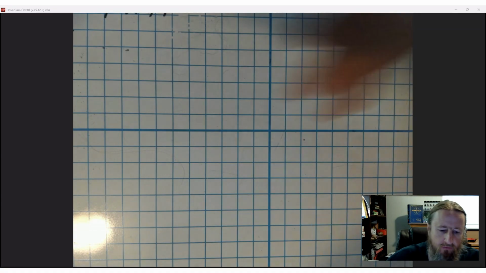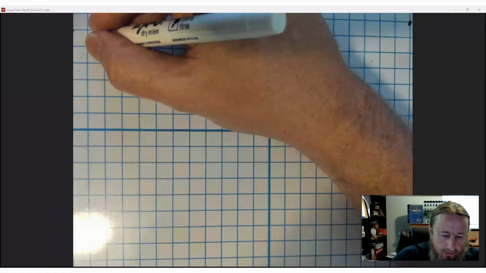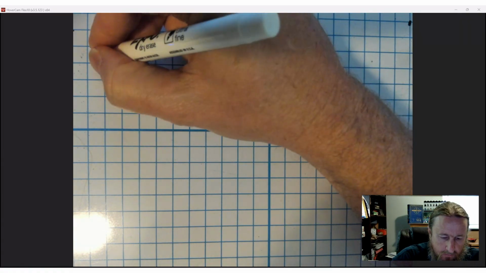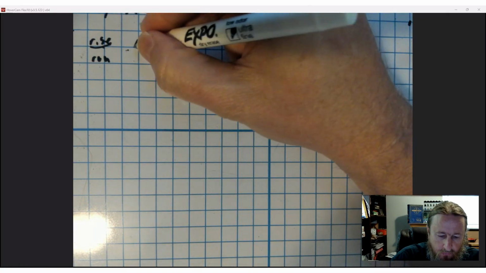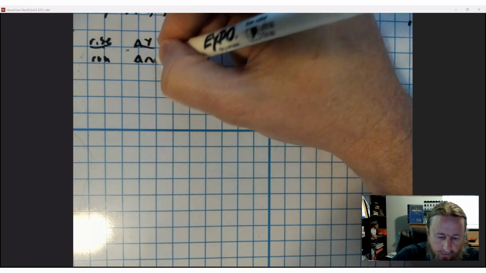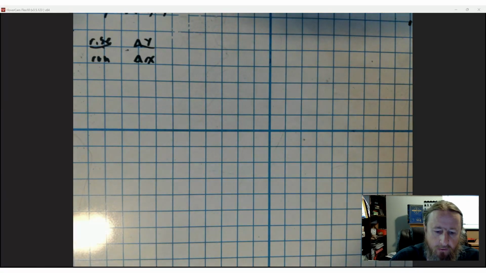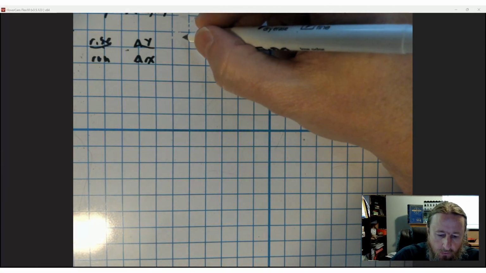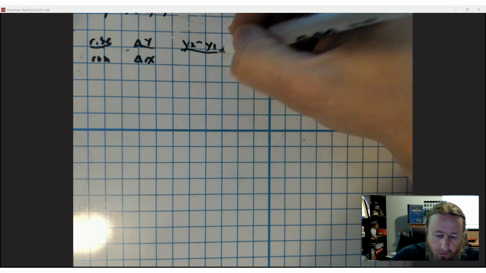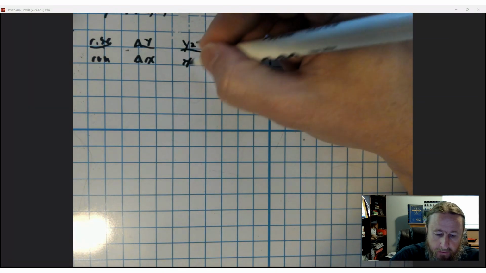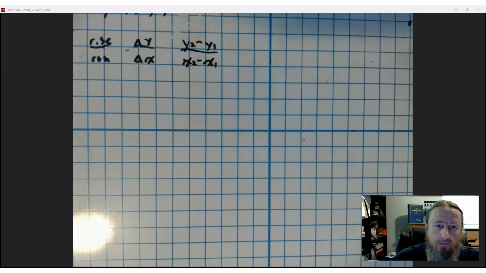In this video we are going to talk about how to find the slope of a line when given 2 points on the line. As we recall, slope is rise over run. We also can express that as delta y over delta x, which means change in y over change in x, or y2 minus y1 over x2 minus x1. And we are going to do this by using a few example points.